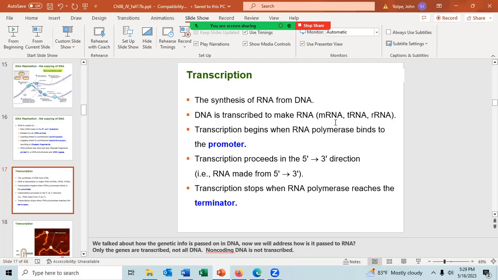Any question about any of that? How does it know which one to make more of? What the RNA polymerase does, it just binds to the DNA, and depending on what that gene is, it will transcribe the correct RNA.